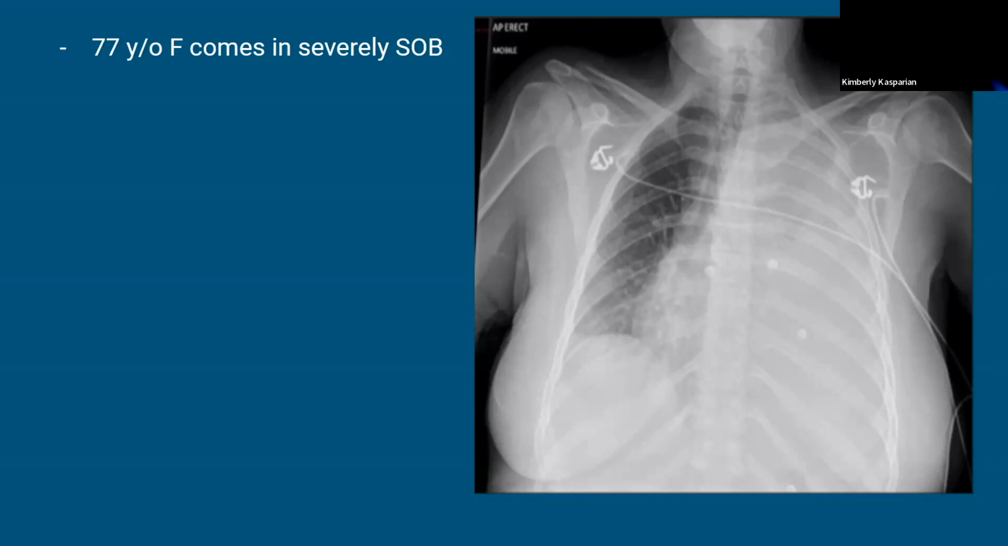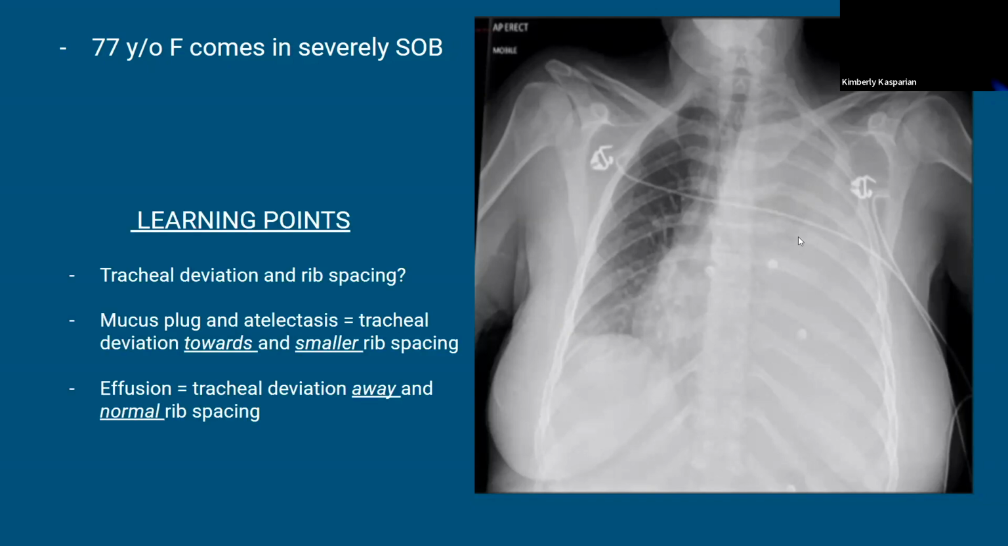I guess, to some extent, you can follow your trachea down to where it deviates off. You got it. Yep, you're right. Essentially, if you have extra fluid here, it's going to push the trachea away. If it's atelectatic or mucus plugged, the lung is going to shrink down, the rib spaces will get smaller, and it will pull the trachea towards the side. That's literally the only way. If you don't have an ultrasound and you look at this, the trachea is away, so this is probably a pleural effusion.